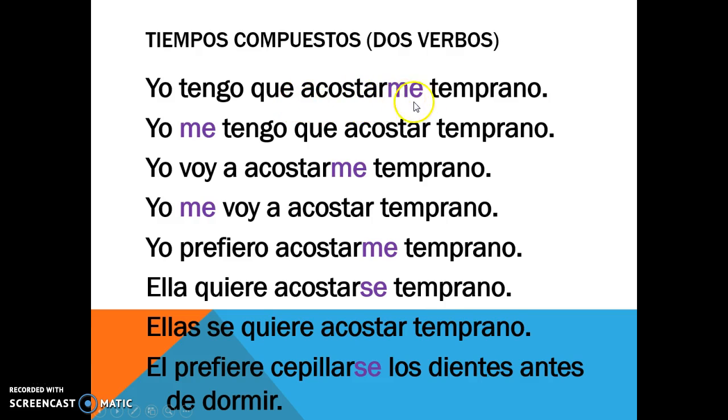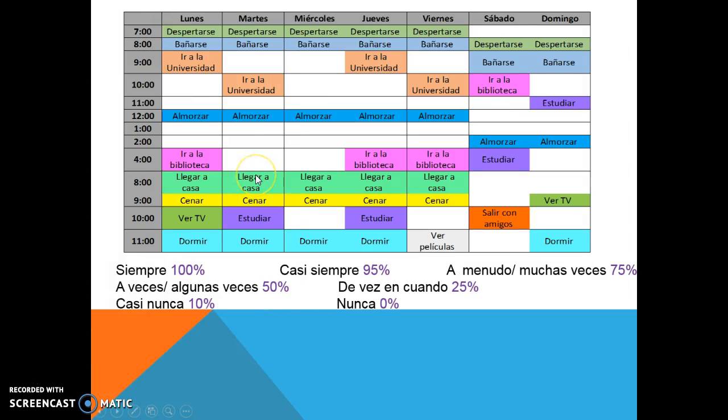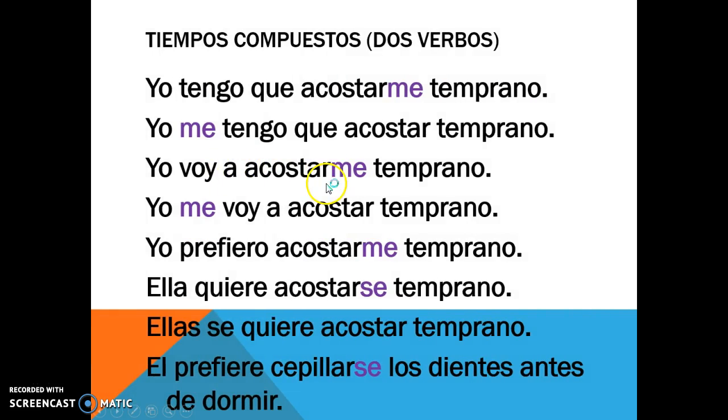Yeah. So, because I am using yo, the reflexive pronoun will be me. It could be at the end of the verb, or it could be before. Like, yo me tengo que acostar. It will be the same here. Yo voy a acostarme temprano. I am going to go to bed early. So it could be at the end, acostarme, because I am using yo, or it could be before the verb. It will be yo me voy a acostar temprano.